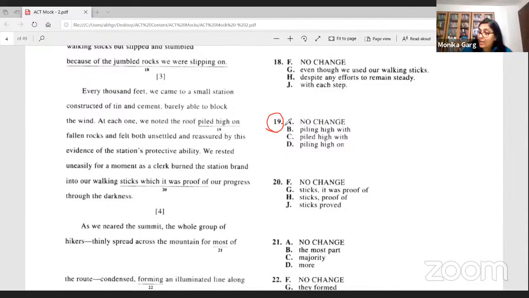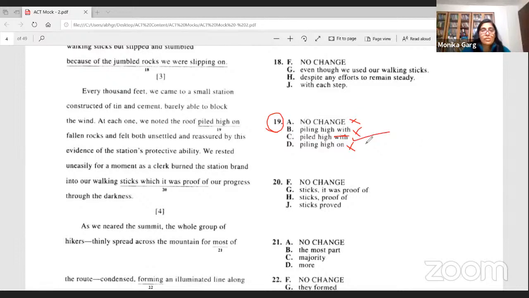Now, if I read this out, number one, piling would be wrong because this is not happening right now. It had happened, we just were observing it. So piling is the wrong tense form here, so these two go out. When you say pile, you always say with, you never say on. So that means A is wrong as well because of the incorrect idiom. So the correct idiom is piled high with. So that has to be the answer then.